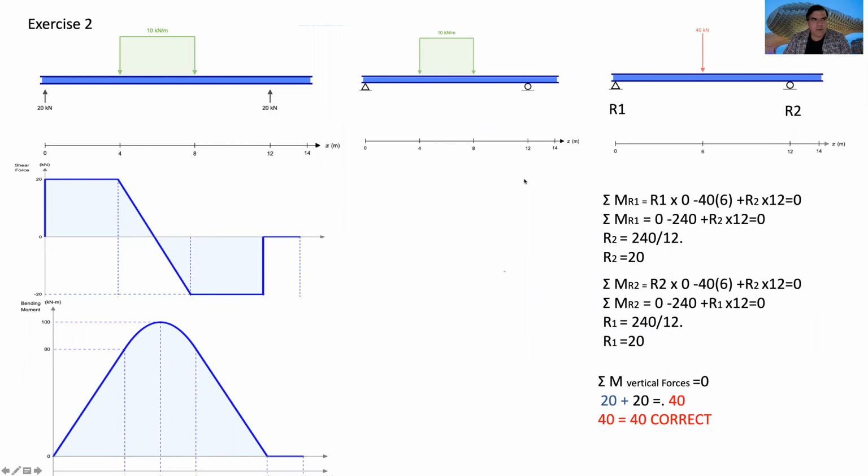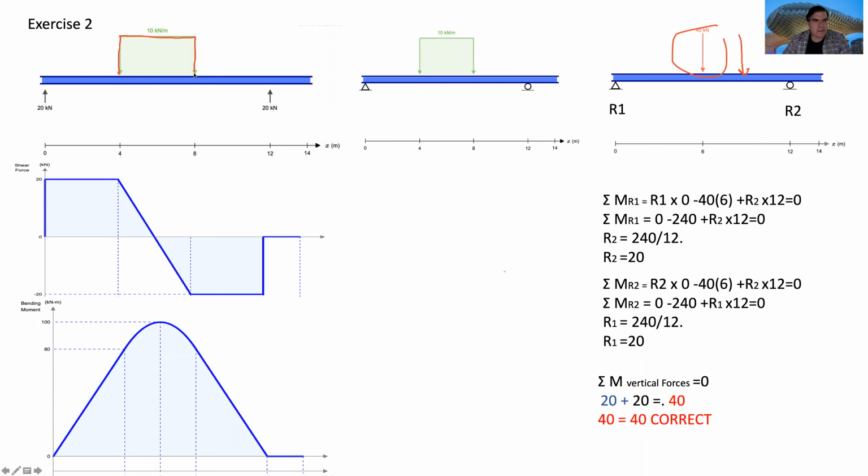Okay, we will start now with exercise number 2. Look at the difference between this exercise and the one before. First, we used to have one force or two forces that were punctual like this. It's like a point, a force that is at a point. Now we have something different. We have a distributed force.